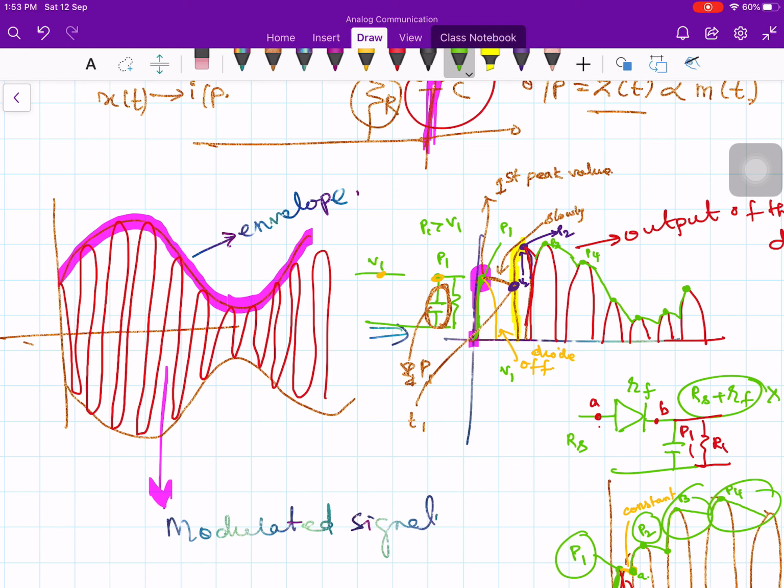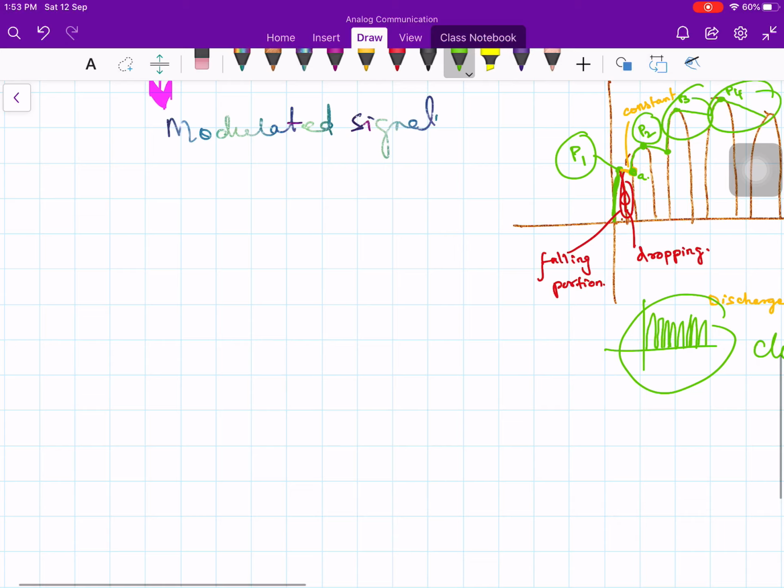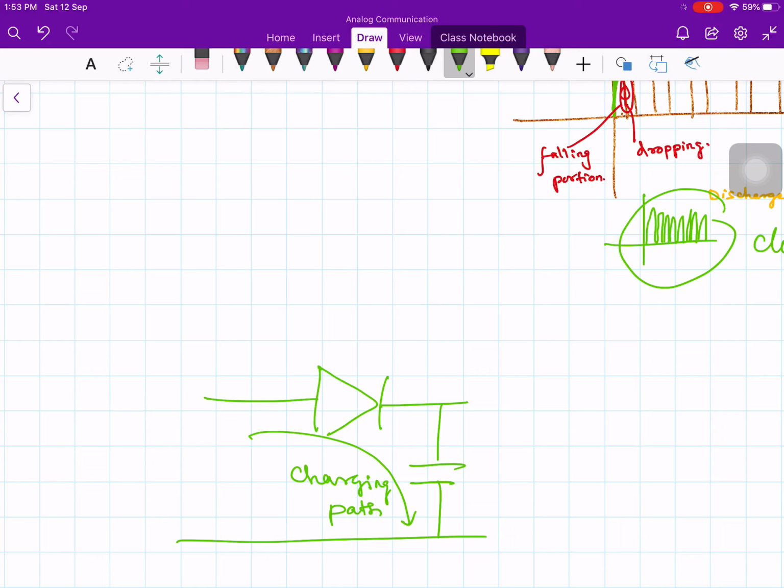Now one can ask a question, can I choose R value and C value arbitrarily? No, you cannot do that. So there are certain reasons that we will discuss now. Okay, so for this to work, there are certain conditions. Now let us look at the charging path. This is my diode and capacitor. So this is my charging path. The charging path, I have diode and capacitor.